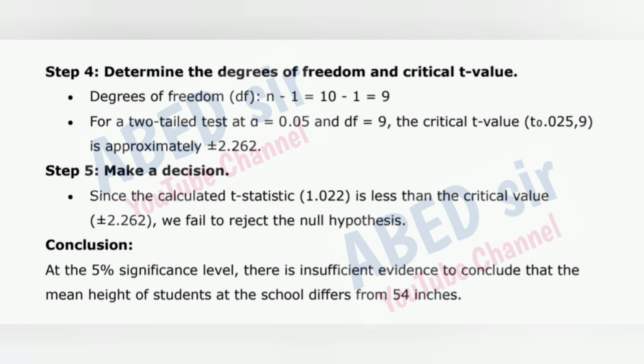For a two-tailed test at alpha is equal to 0.05 and df is equal to 9, the critical t-value, t.025,9, is approximately plus or minus 2.262. Step 5. Make a decision. Since the calculated t-statistic, 1.022, is less than the critical value, plus or minus 2.262, we fail to reject the null hypothesis. Conclusion. At the 5% significance level, there is insufficient evidence to conclude that the mean height of students at the school differs from 54 inches.